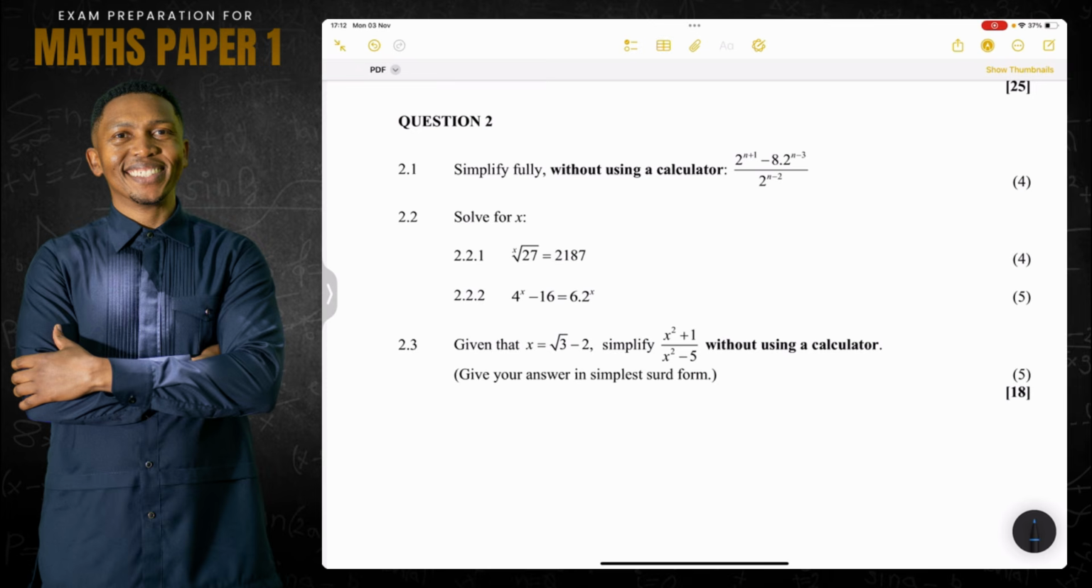So, let's get right into it. Question 1 has already been answered. So now we are jumping into question number 2. All right, so let's look at it.